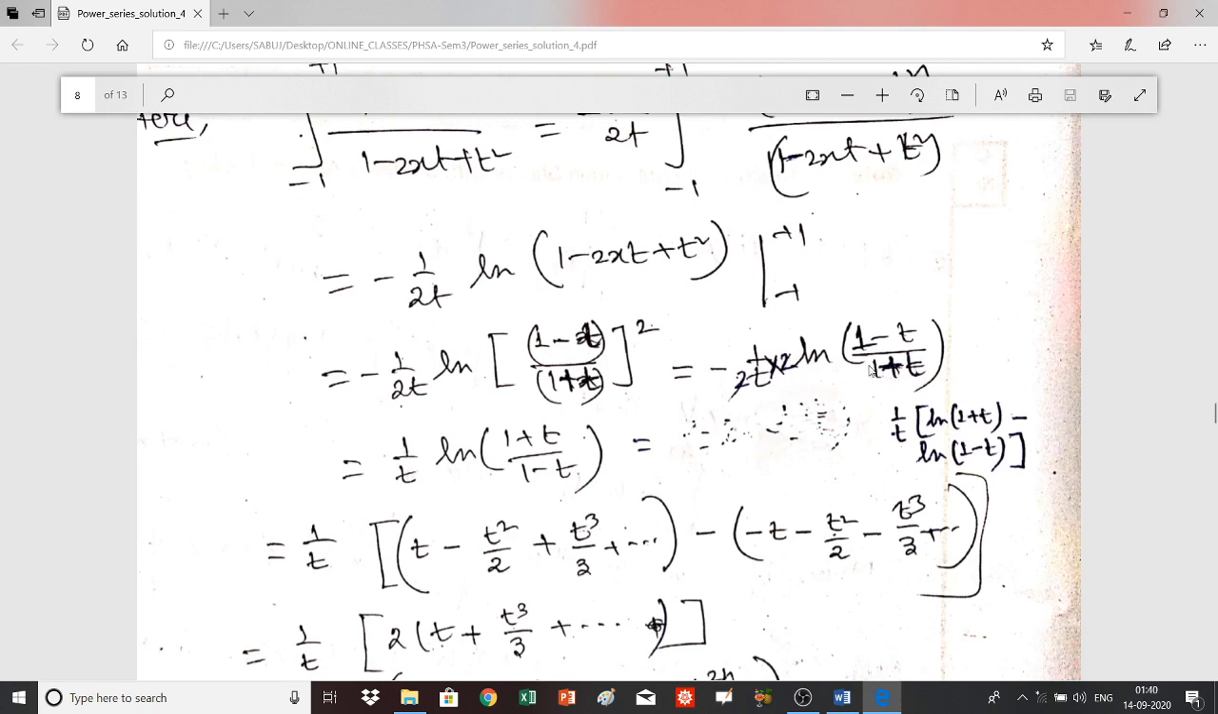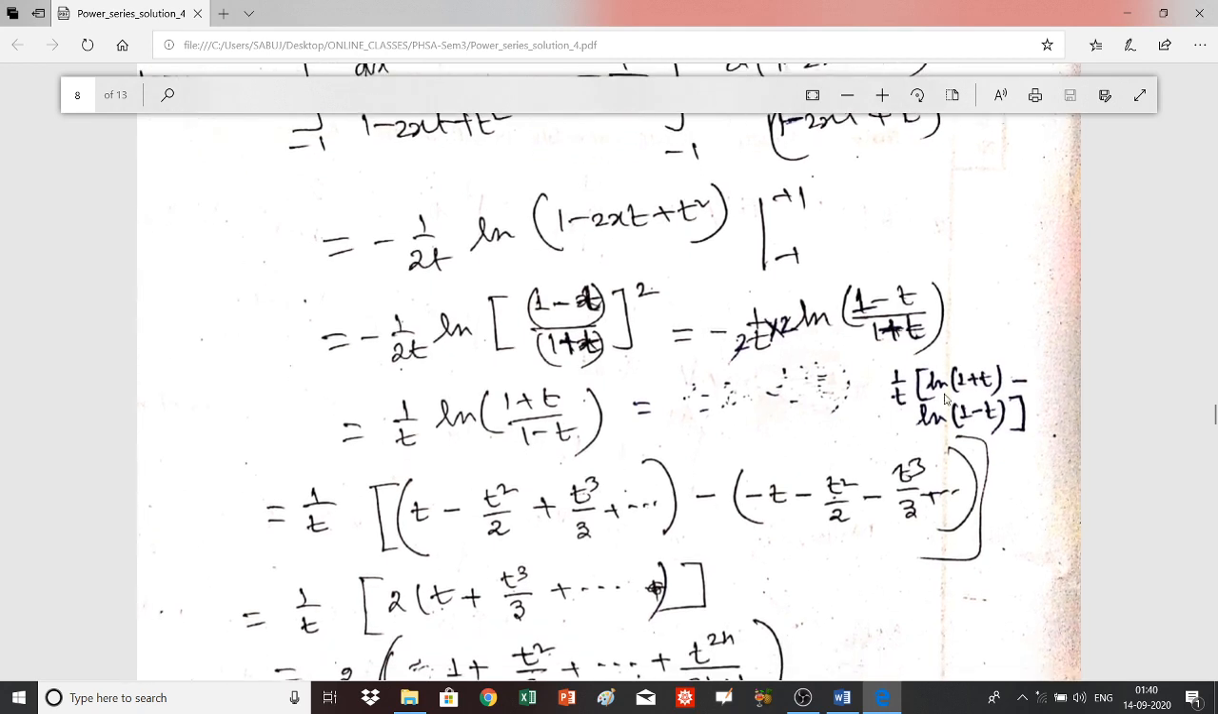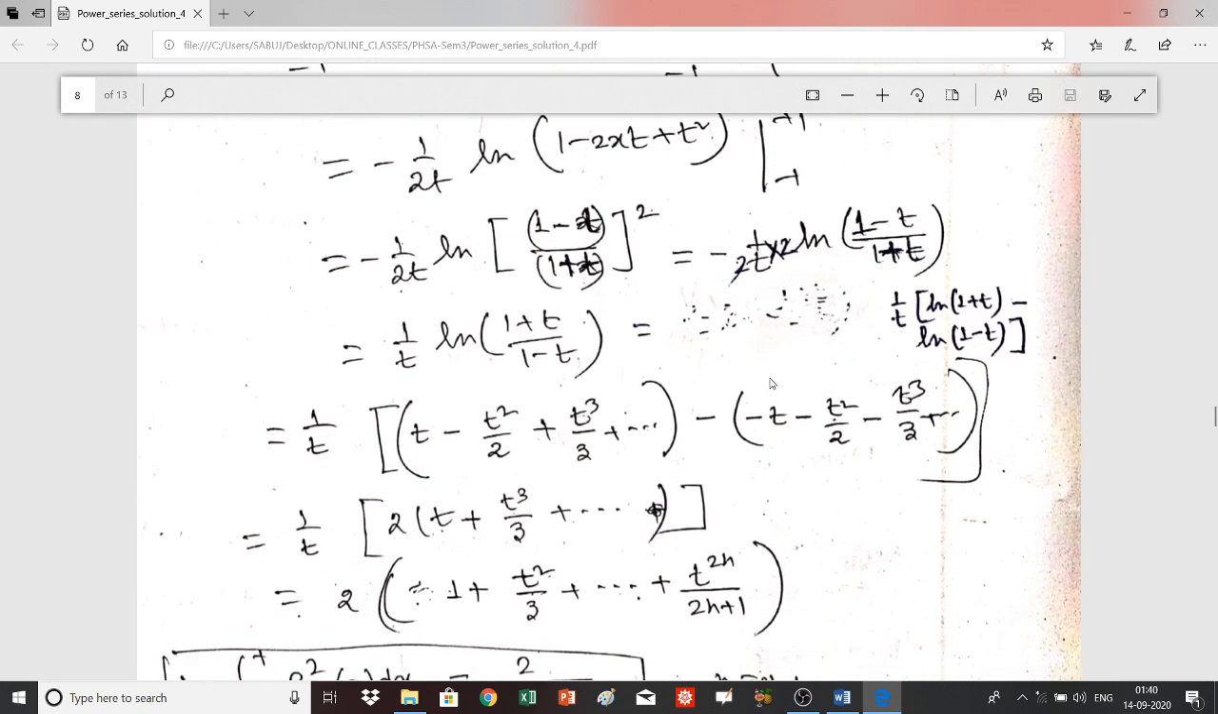and you can write log (1 minus t) by (1 plus t) as minus log (1 plus t) by (1 minus t). That is written here. And the additional minus sign coming from here, these will cancel. So 1 by t log (1 plus t) by (1 minus t). So this can also be written as 1 by t [log (1 plus t) minus log (1 minus t)]. And now just expand these terms, log (1 plus t) and log (1 minus t).